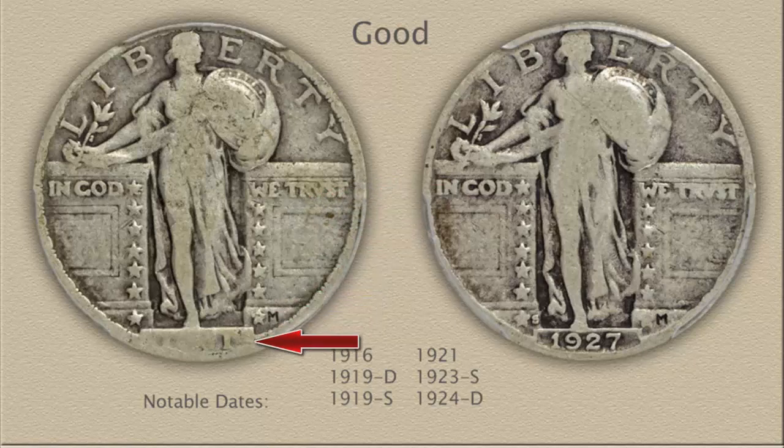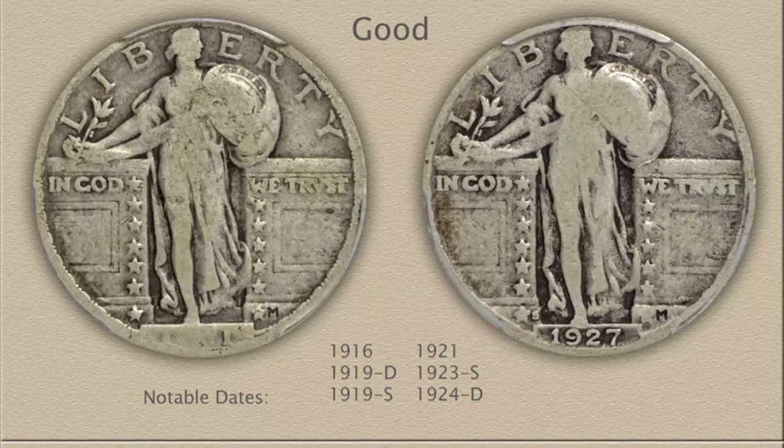The date on pre-1925 coins is very faint, with at least one digit discernible to identify the year. Date is noticeably sharper on the latter year coins, with all other levels of wear remaining the same.